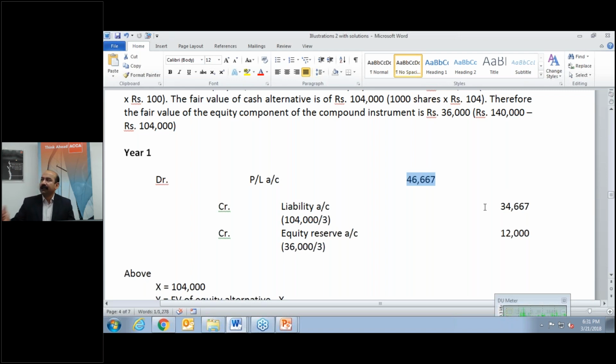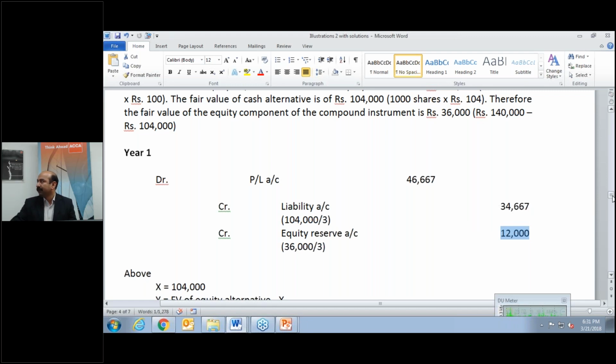Now, subsequently, what happens in year 2 and 3? See, so far as this 12,000 is concerned, this will remain there. The equity portion will not be recalculated, as we learned in the equity settled share based payment. You will not change the fair value because this figure is calculated using the fair value at the date of grant of that option. So this will not change. So in year 2, in year 3, this will remain the same.